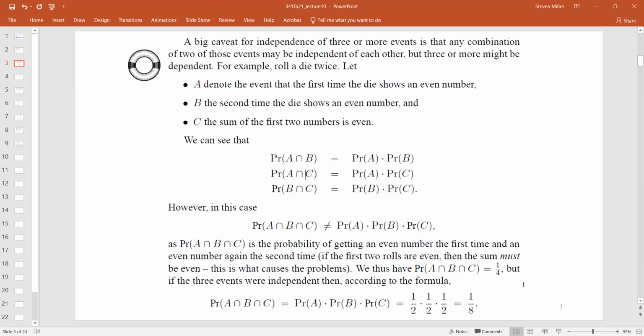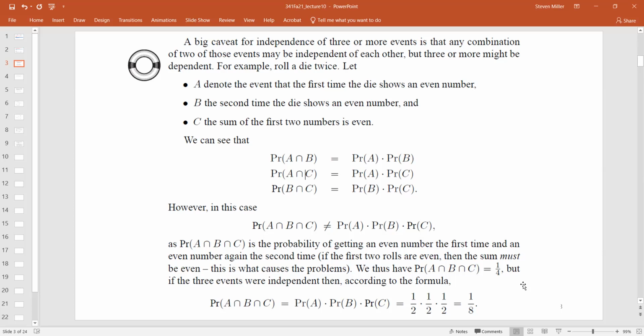But what happens is we have more and more events. So let's let A, B, and C be the following events. A is the event that the first die shows an even number. B is the event that the second roll of the die shows an even number, and C is the event that the sum of the first two numbers is even. So we're rolling a die.